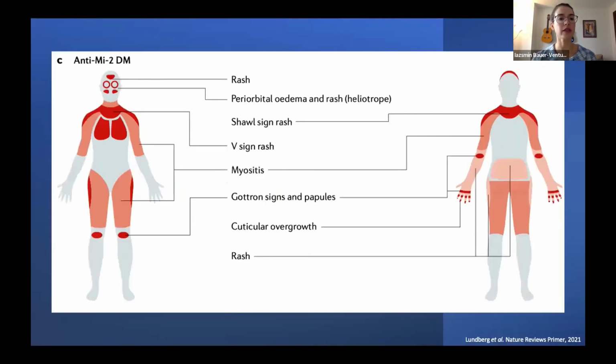All right, let's start with MI2 and dermatomyositis. These patients are your classic dermatomyositis, the one you read about in medical school and internal medicine, the classic rash, muscle involvement. And these patients usually have a better prognosis. They respond to treatment, and they don't have as much lung disease.